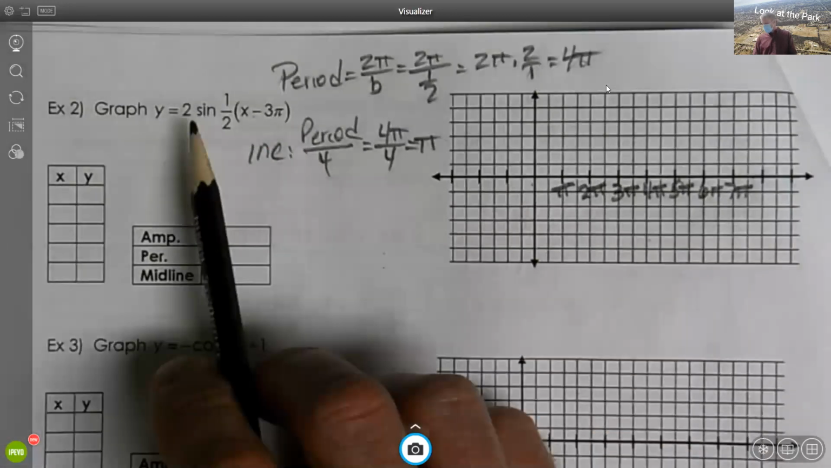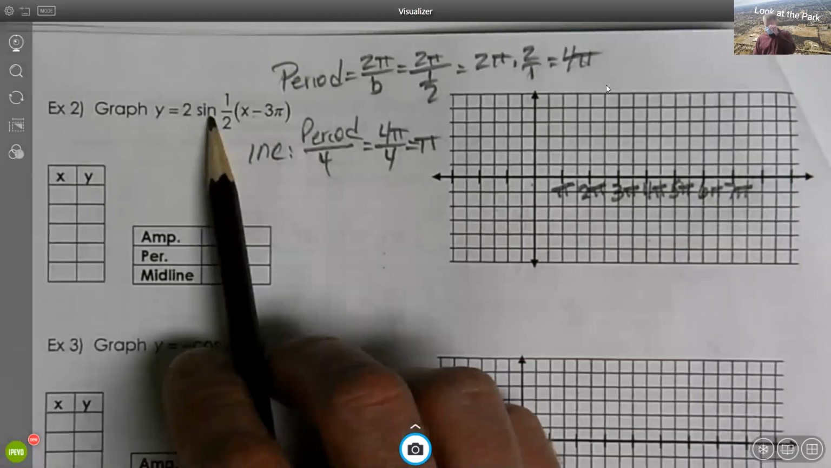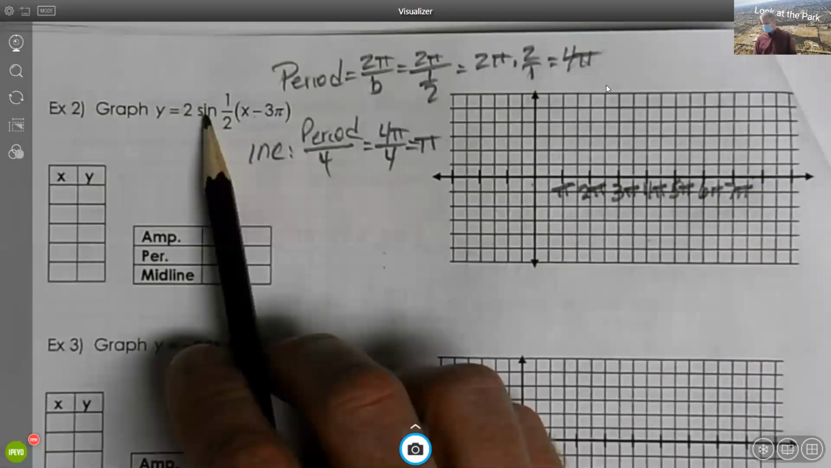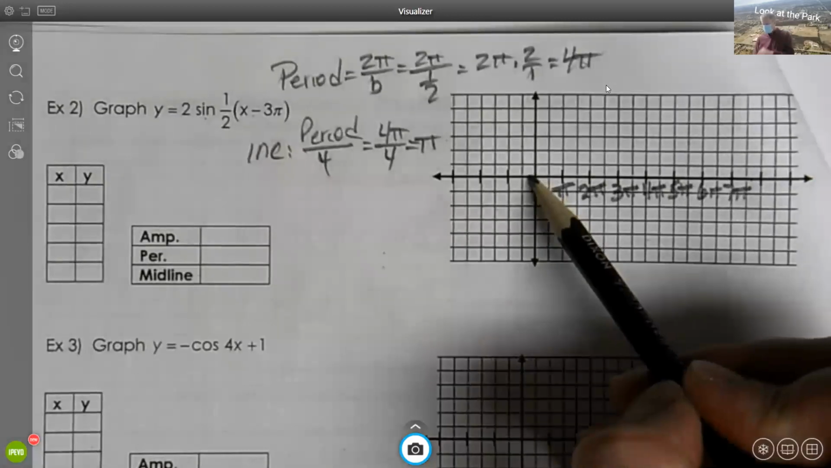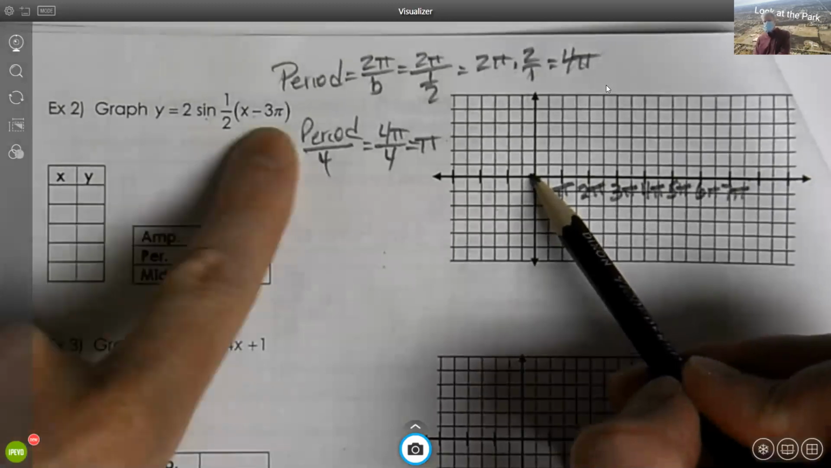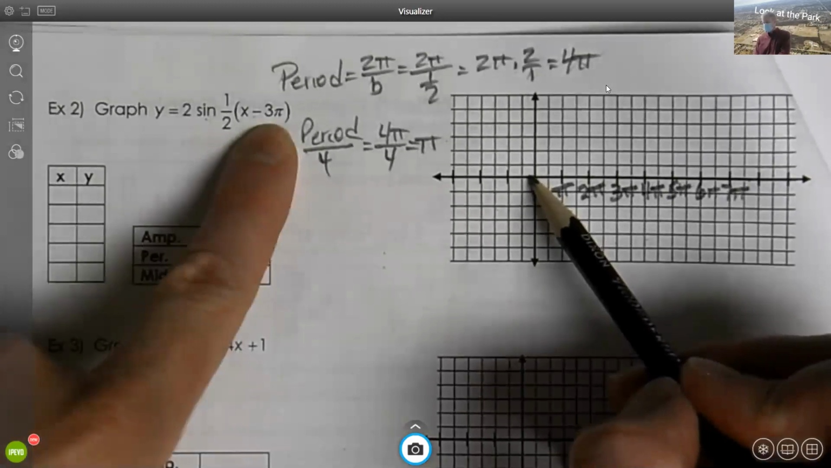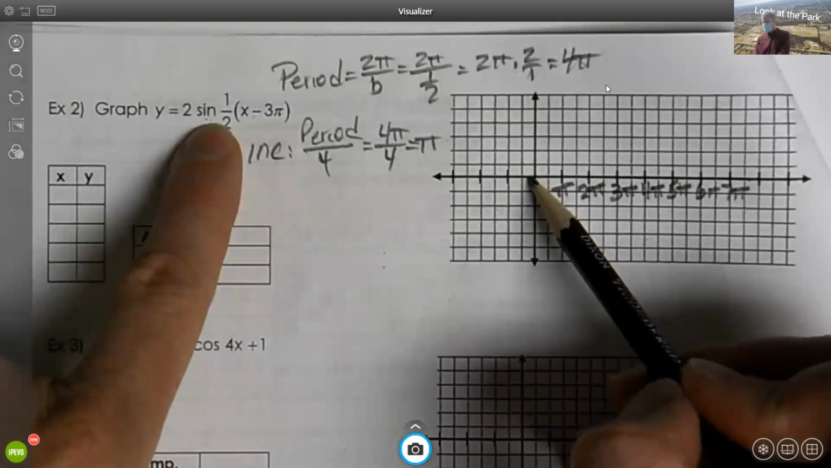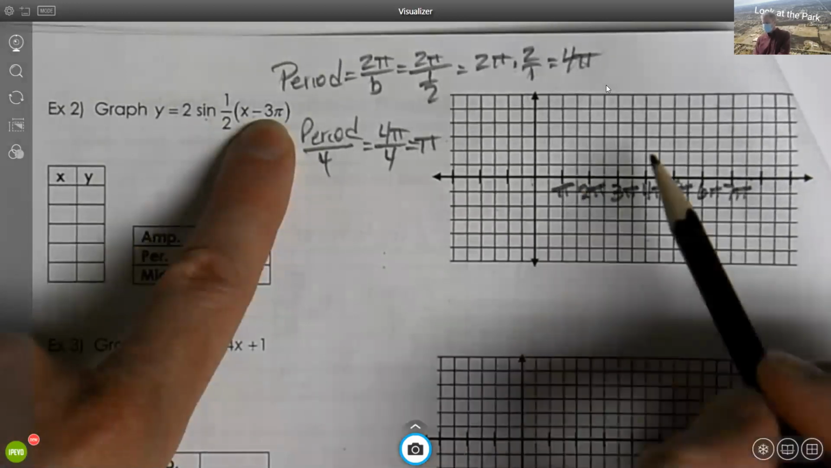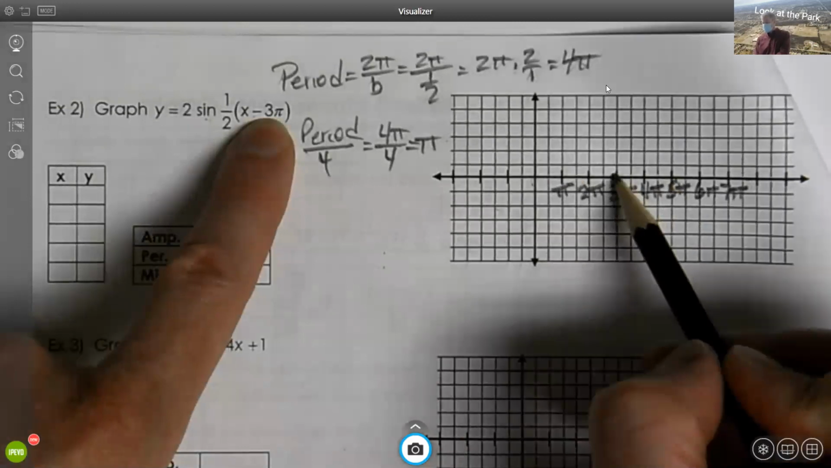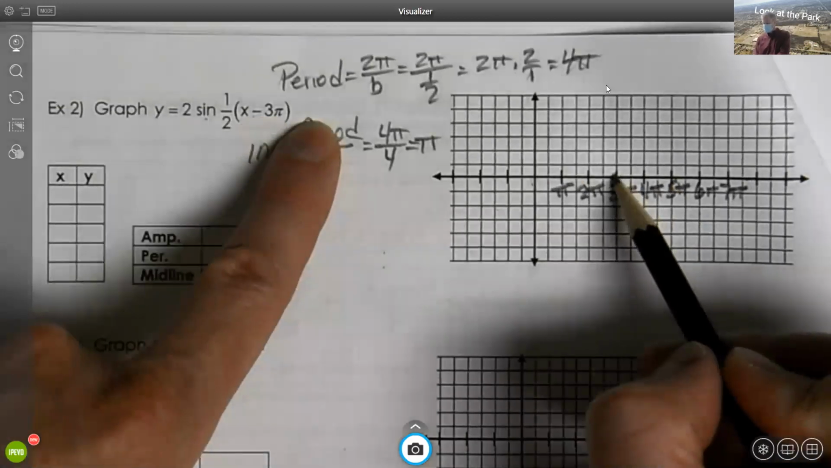And then we're recognizing that we are graphing our sine. Okay, your sine graph would typically start at 0, 0. But if we're going to translate it, here's your shortcut. If you're going to translate it 3 pi to the right, we're going to go 3 pi to the right. There is no k value. So we're going to start right there.